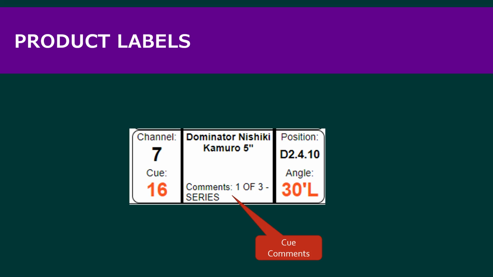And so we'll talk about how to wire for that, the difference between what's called series wiring, which is what I'm asking for here, and parallel wiring, which is a different way to wire multiple MJGs in one queue. And then, of course, the effect name. This one, of course, is a Dominator Nishiki Kimuro artillery shell that's 5 inches in length.